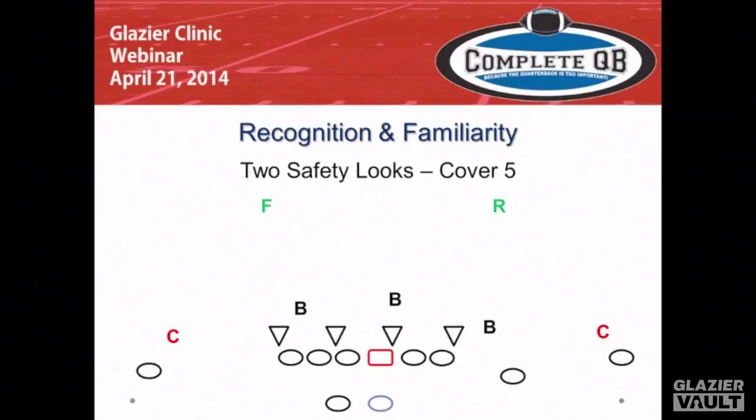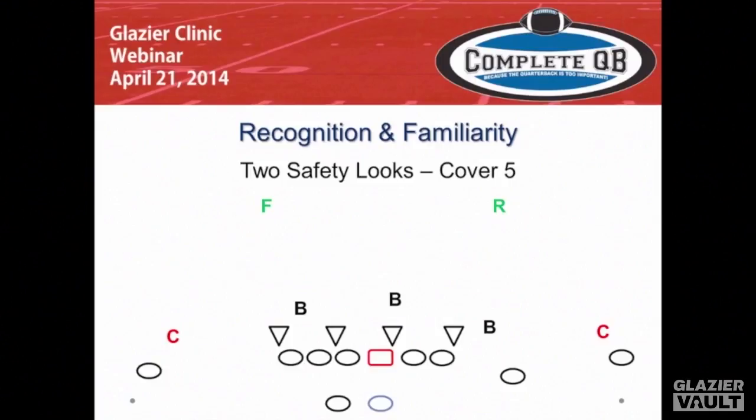So it's the next coverage that we teach, and we call this cover 5. And I call it cover 5 because of the 5 available potential man defenders underneath, the 2 corners and the 3 backers, represented by the letter B. But again, we still have that safety net over the top of the 2 safeties up top. And so that's an important concept for us to identify, because this is where we start to teach our quarterbacks that it's not straight zone and it's not straight man. It's what we call a combo coverage.